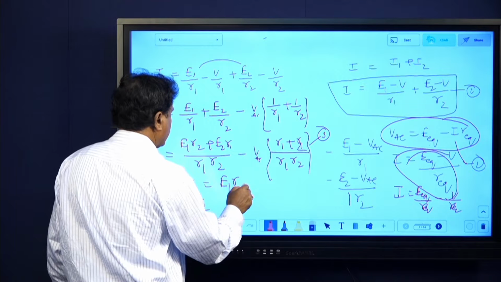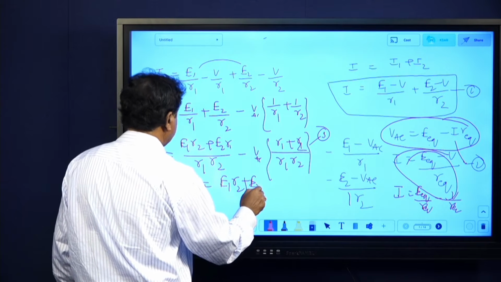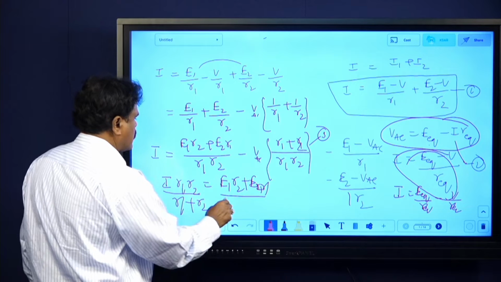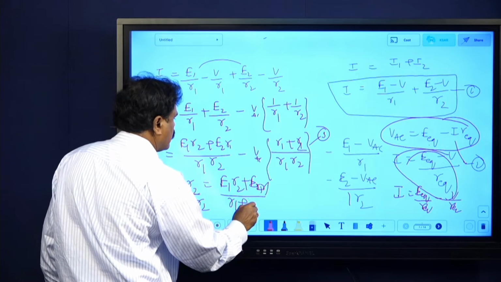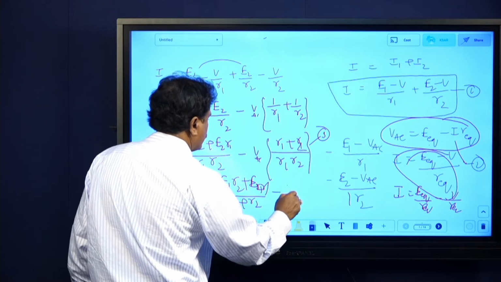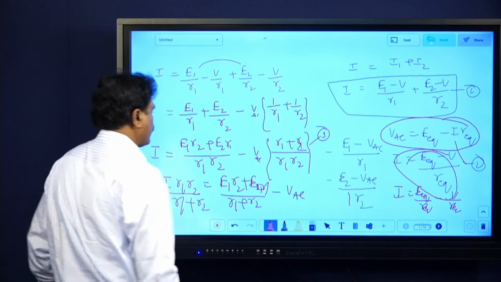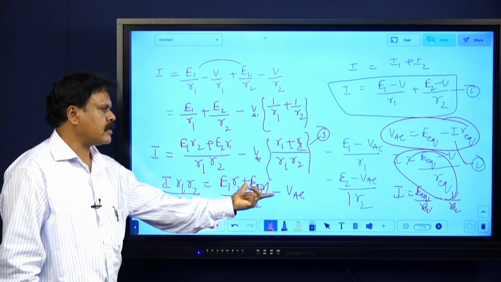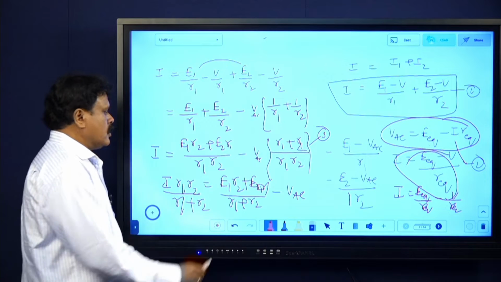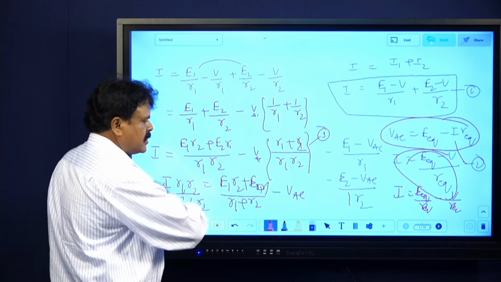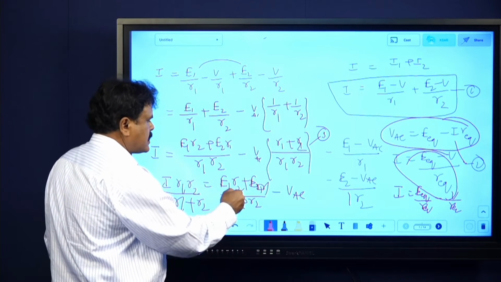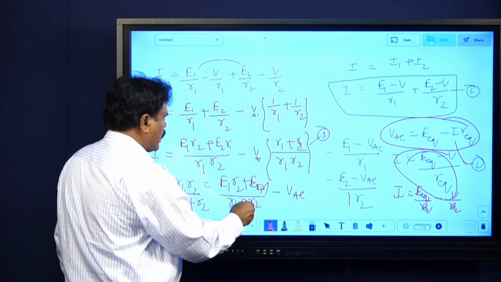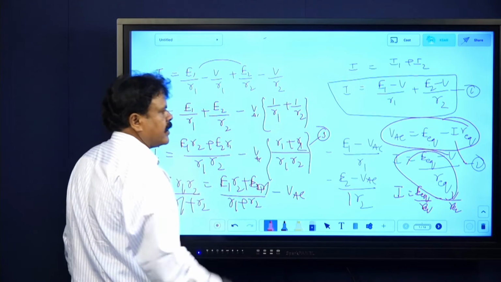What do you get now? E1 R2 plus E2 R1, we are multiplying. R1 R2 cancels, divided by R1 plus R2. Then this will be minus VAC. You see what I am doing, multiplying with R1 R2 by R1 plus R2. Okay, so now VAC equals, just take that this side, VAC equals E1 R2 plus E2 R1 divided by R1 plus R2 minus, you will be getting it.